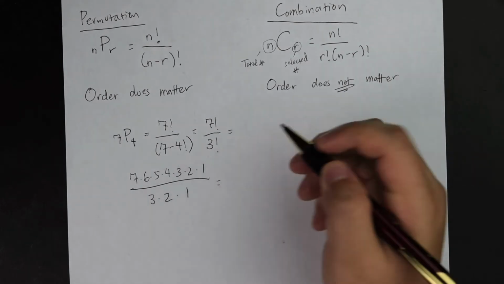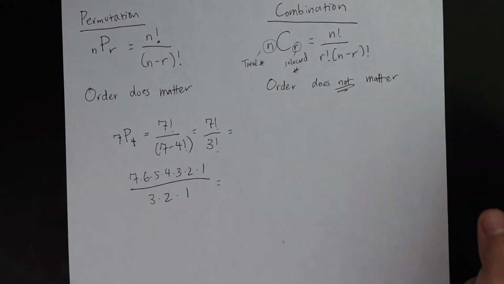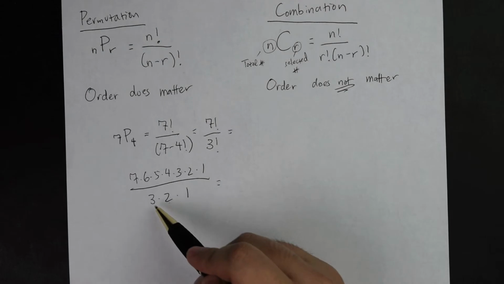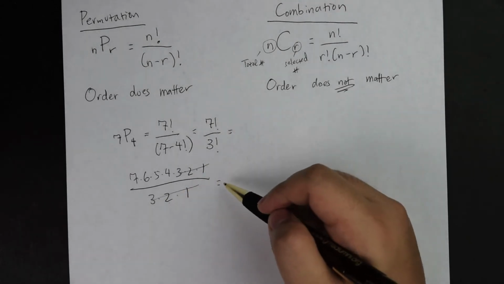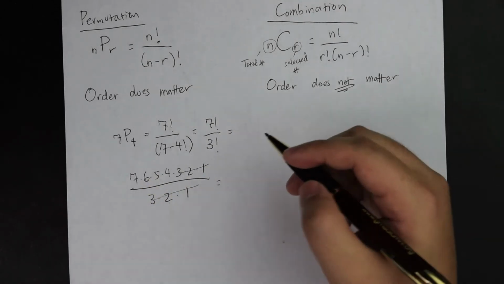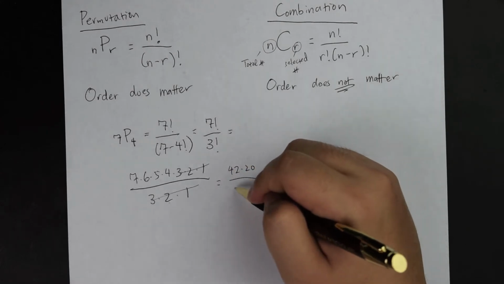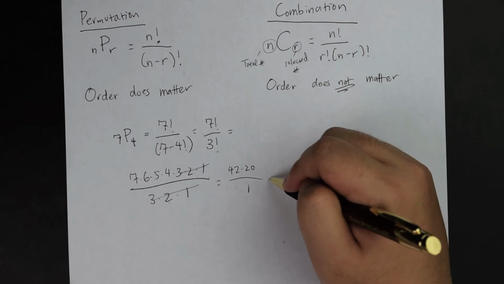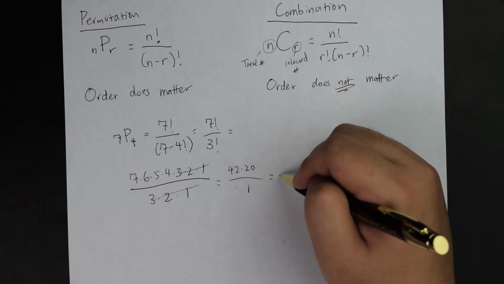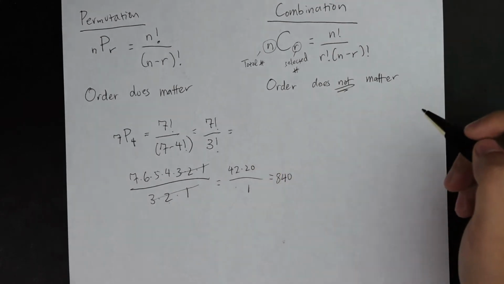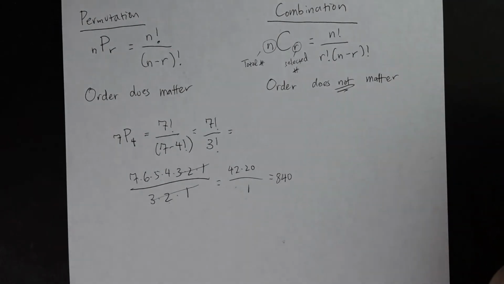If you want to make your life easier without a calculator, you can take out the 3 times 2 times 1 and just use 7 times 6 times 5 times 4, which is technically 42 times 20. To calculate it, it will be 800, I believe, over 1, of course, which is, I believe, 840 from mental math. But that completes how I could do that.